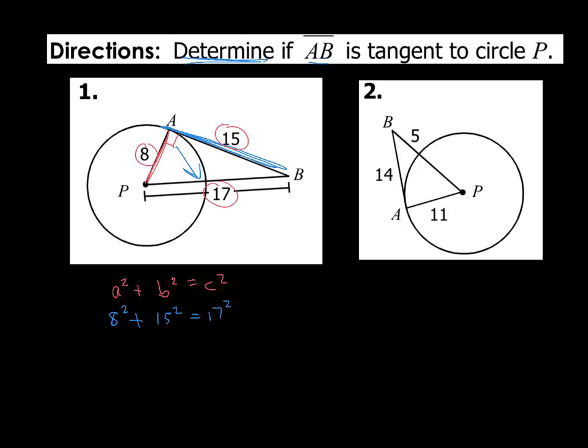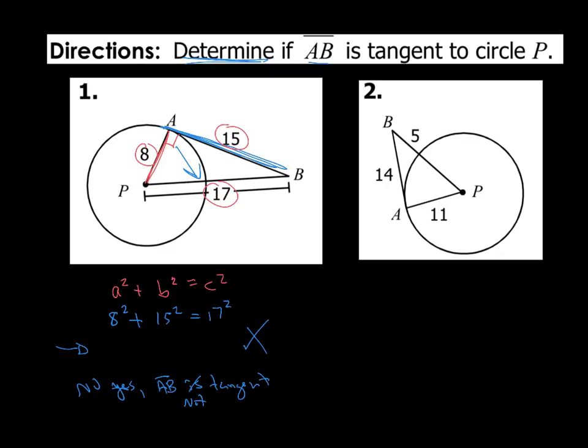If this checks out, then we will say yes, AB is tangent. If it doesn't work out, we'll say no, AB is not tangent. So what you need to do is finish this problem off and decide for yourself whether or not that works out.